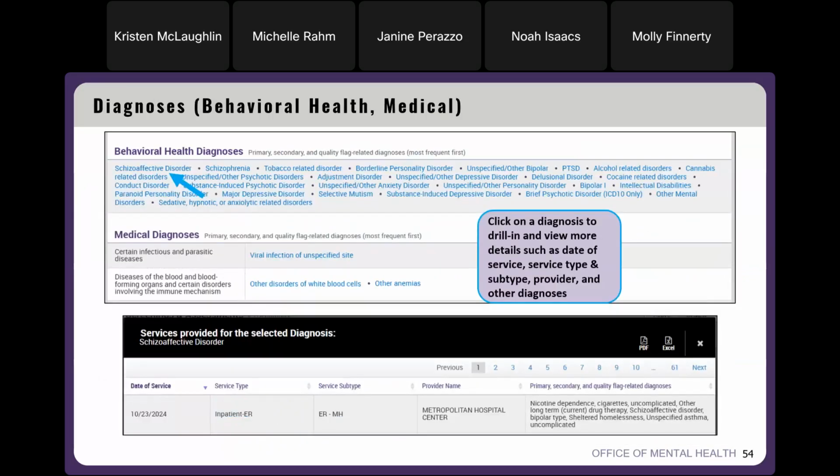So here's an example of me drilling into one of those sections, the behavioral health diagnoses. I can see that this person is most frequently diagnosed with schizoaffective disorder underneath their behavioral health diagnoses. I can select that specific condition, and what I can see is the date of service, the service type, the service subtype, the provider name, as well as any other diagnoses they were given during that visit.